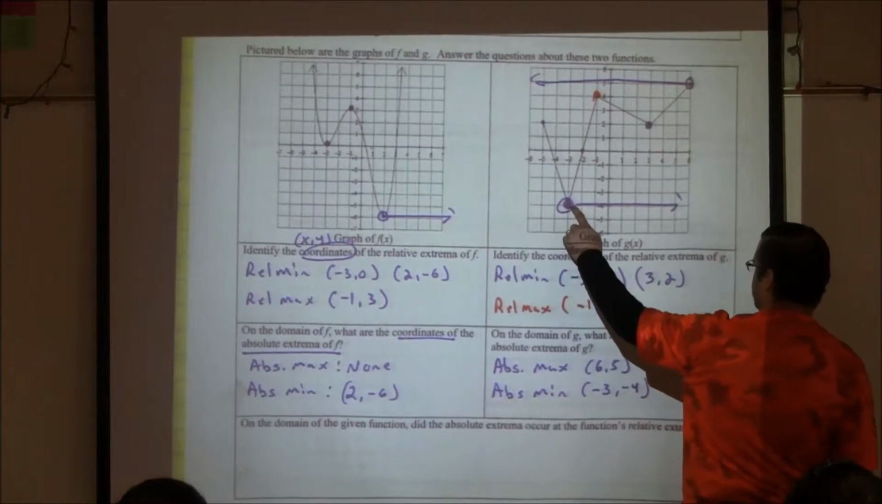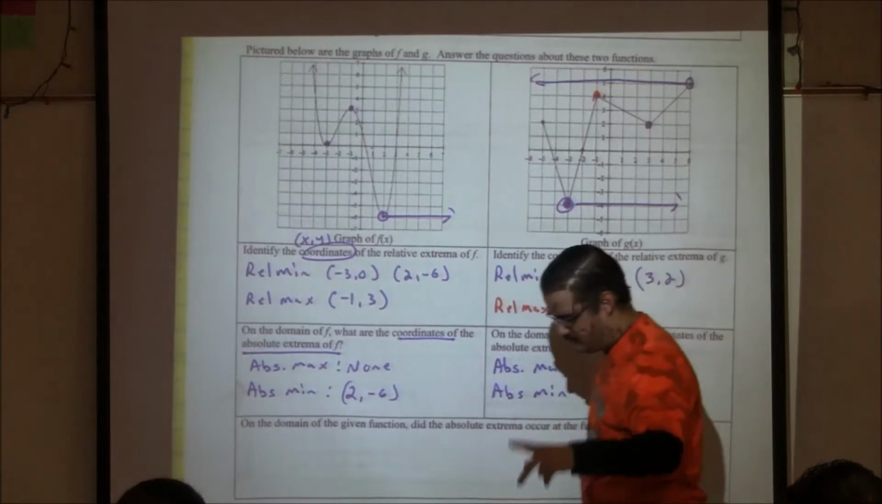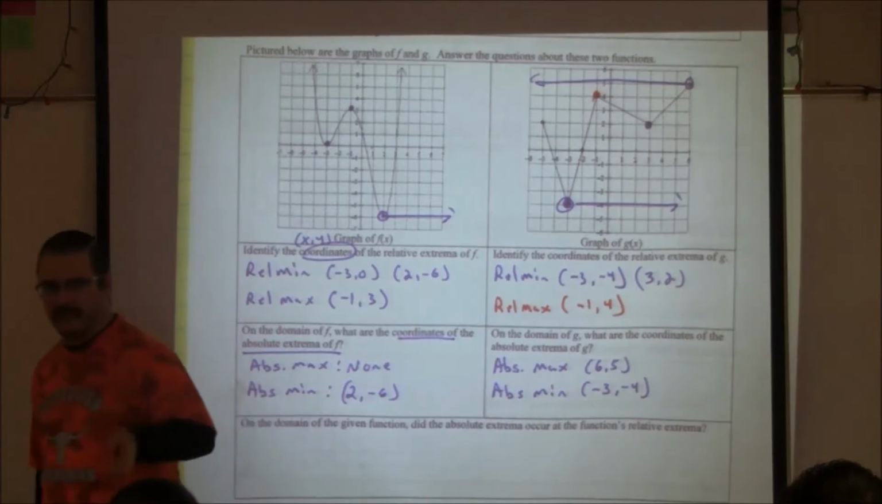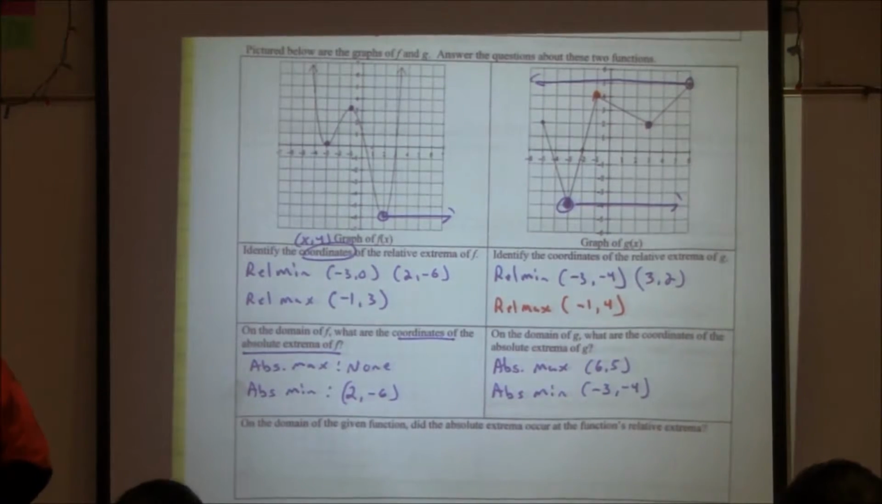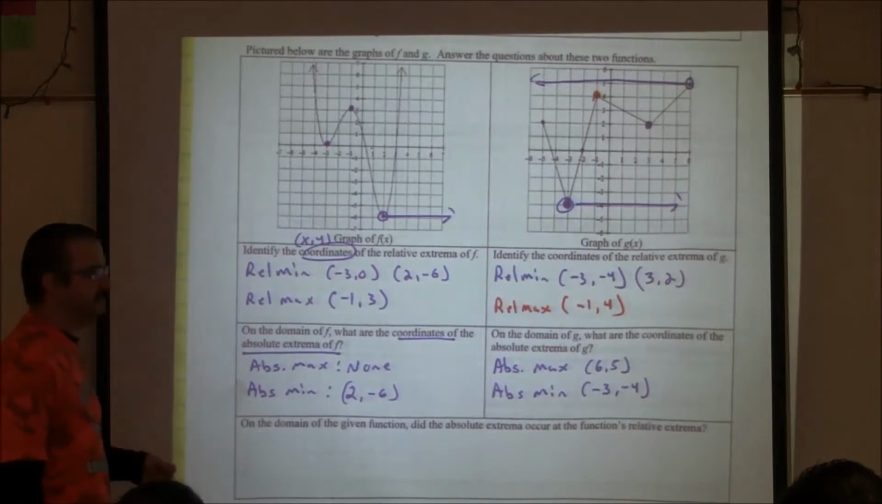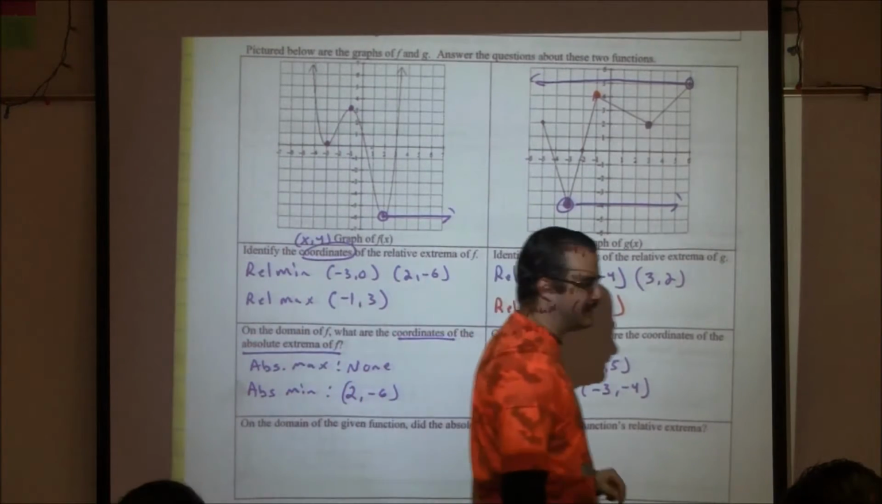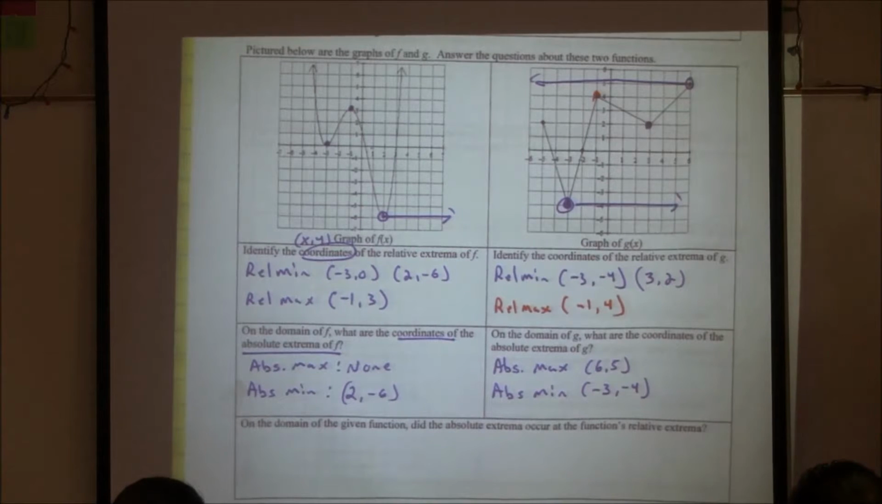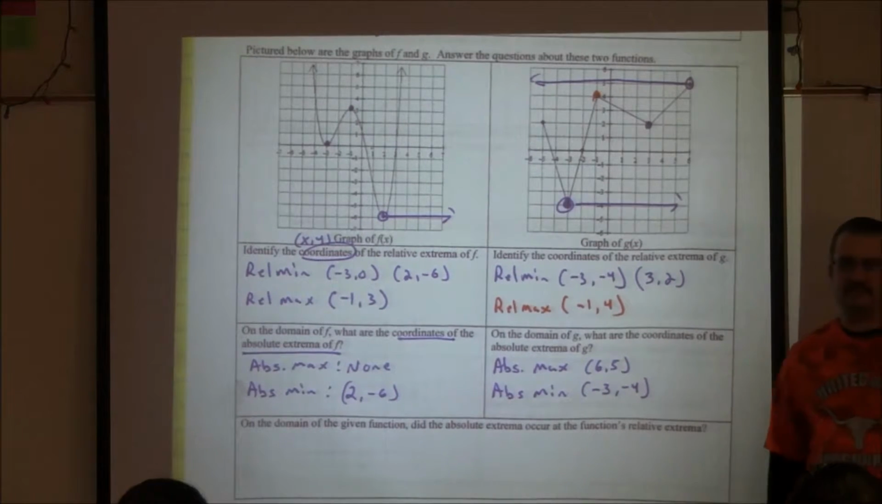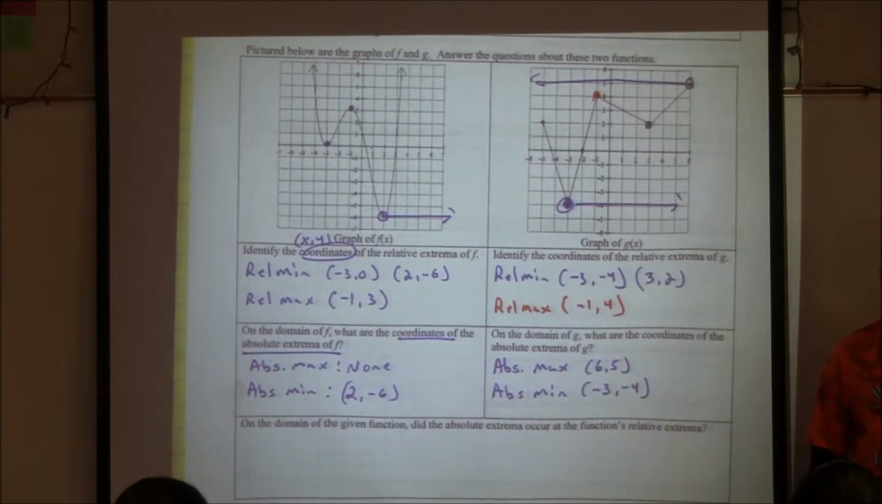What was this point? This point was two things. It's a relative min and an absolute min. Does that have to happen all the time? No. Like if something's a relative min, does it have to be an absolute min? No. What if something's an absolute min? Does it have to be a relative min? Yes. Yes or no? No?